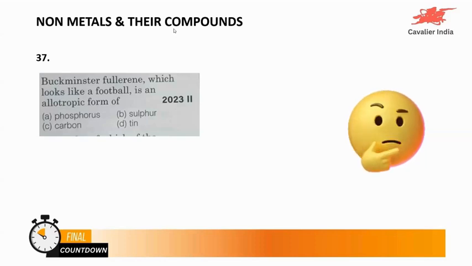Next, Buckminster fullerene, which looks like a football, is an allotropic form of which one? Phosphorus, sulfur, carbon, tin. Which is the right answer? Carbon. Very good. Option C is the right answer.